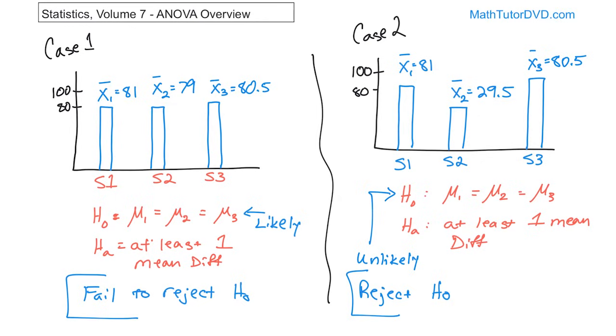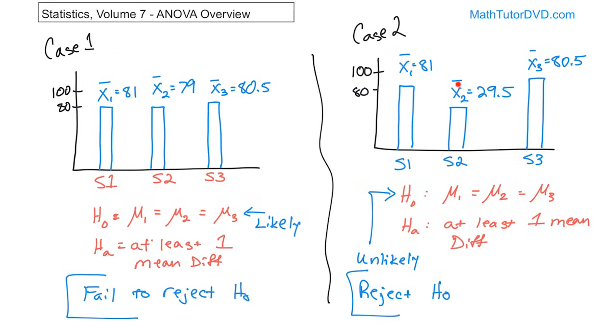The ANOVA test tells us if one or more of these means are different, but it does not tell us which one is different. Now, in this case, it's obvious. This one's the different one, right? But it's not going to be so obvious if you have 10 populations and one of them differs by just a little bit statistically. You're not going to be able to eyeball it.